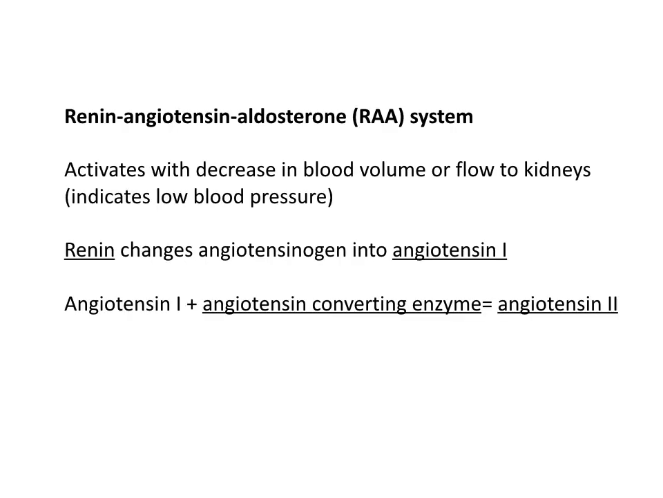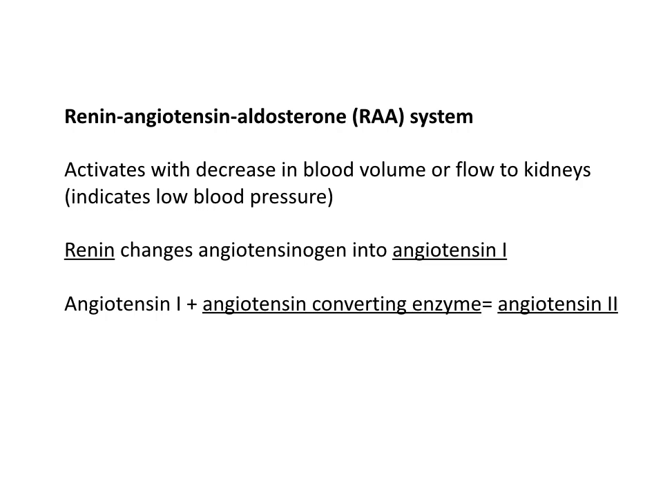Renin, angiotensin, aldosterone, the RAA system function, is also important with regulating blood pressure. The RAA system activates when there is a decrease in blood volume or blood flow to the kidneys. These changes indicate to the kidneys that there is low blood pressure. In response, your kidneys are going to produce and release into your blood a chemical called renin.